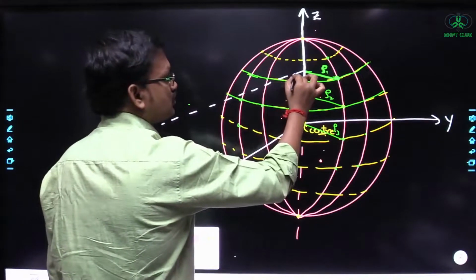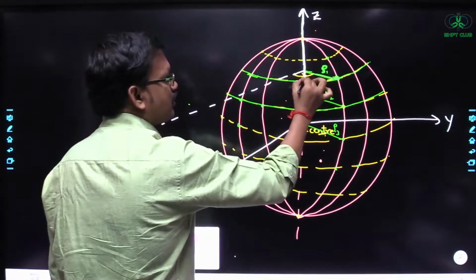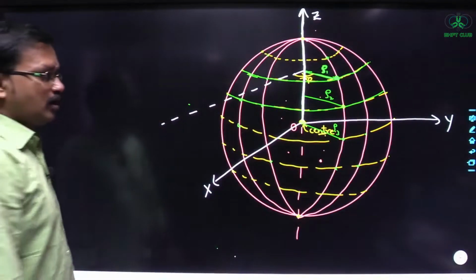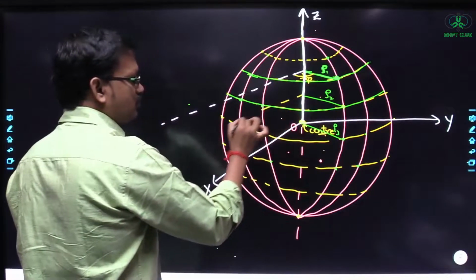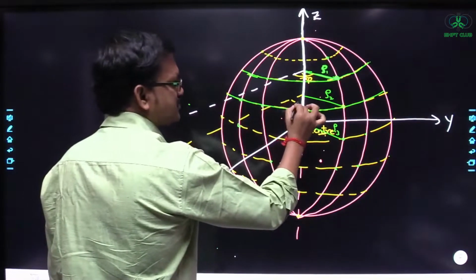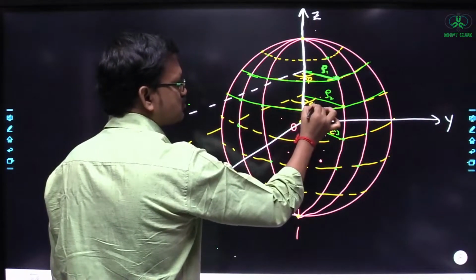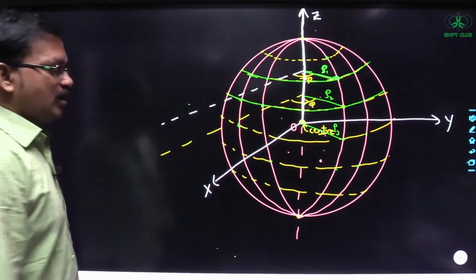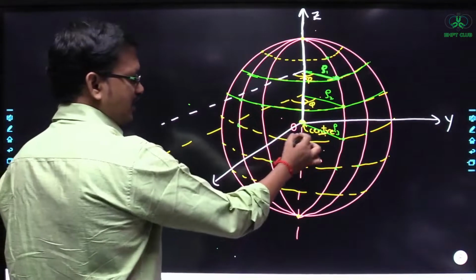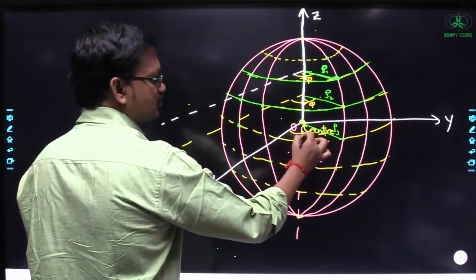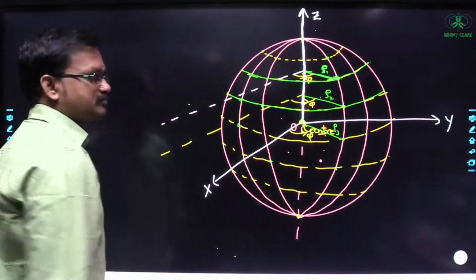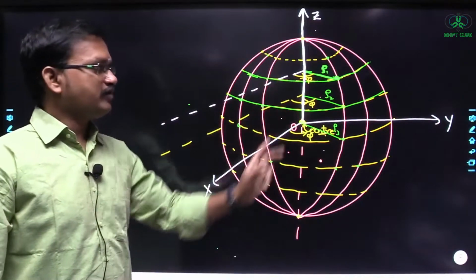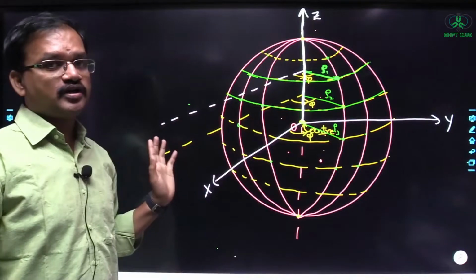Okay. So this angle we call it as what? We call it as phi. Right? Now here, if I draw a parallel line to the x-axis, the angle between the x-axis and this rho, we call it as what? We call it as phi. Right? And here, this is the x-axis, the angle between this x-axis and this rho 3 is nothing but phi. Right? Okay.